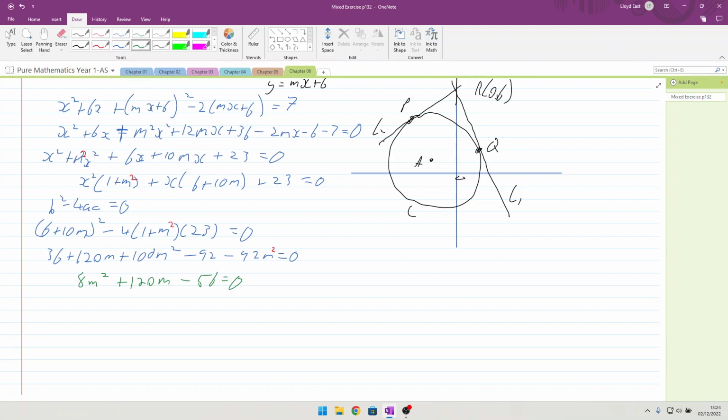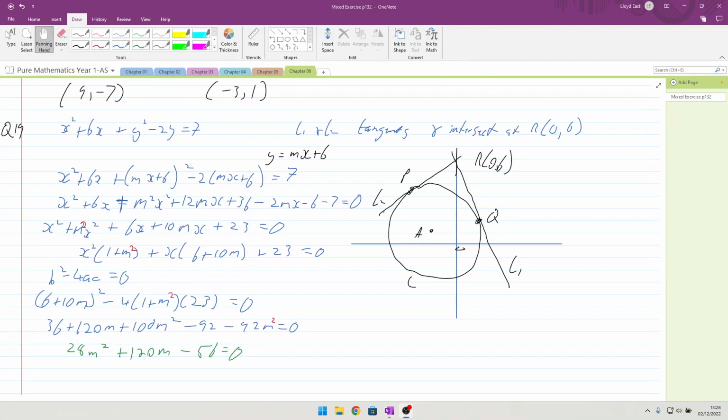And there's still a problem. What have we done wrong now? 120 take away 92 is not 8, is it? Okay, that's what you get for rushing. All right, so 120 minus 92 should be 28. So putting those in, 28, 120, minus 56. This is going horribly wrong. I think clearly we need more coffee.